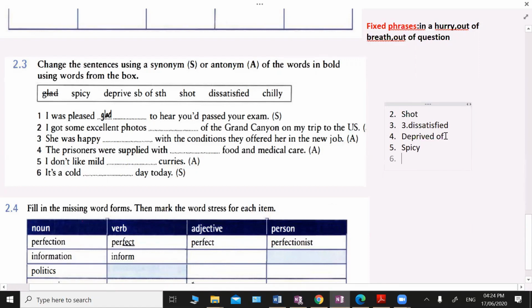It's a cold day today. Now, synonym of cold: chilly. Synonym of cold, chilly. Yes, very cold. Chilly. So this is how we use synonyms, similar words. Antonyms mean opposite words. Okay.